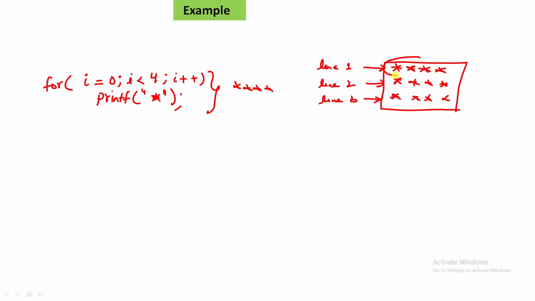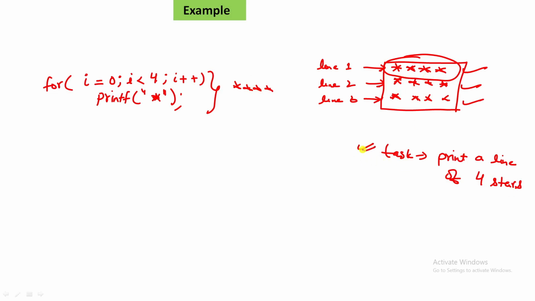So this particular thing is like one task. This is one task, and this task you have to repeat. The task of printing 4 stars. How many times do you have to repeat this task? 1 time, 2 times, 3 times. So your task is to print a line of 4 stars, and you have to repeat this task how many times? 3 times. 3 times means for 3 lines you have to repeat this same task.